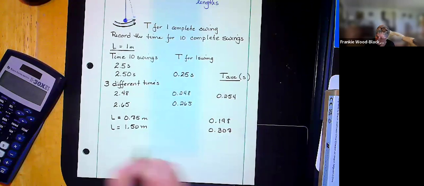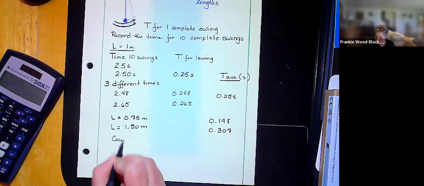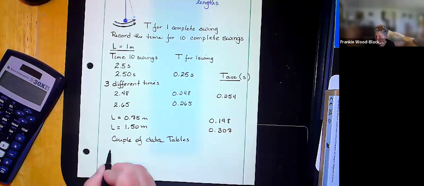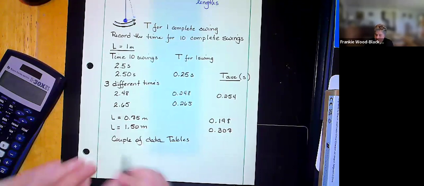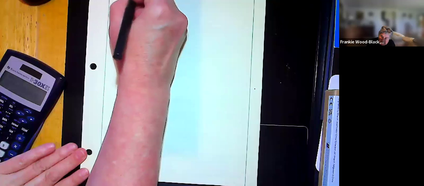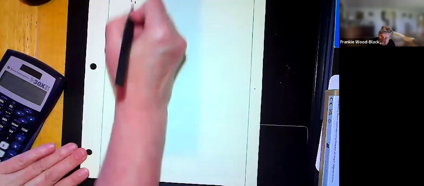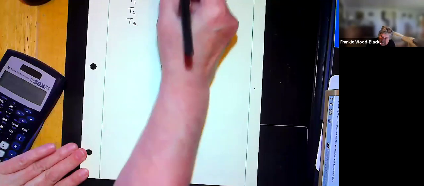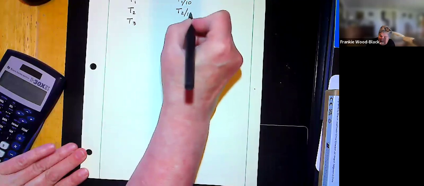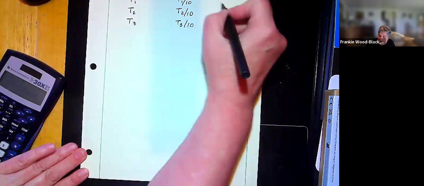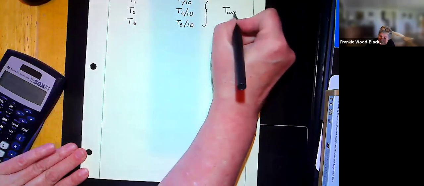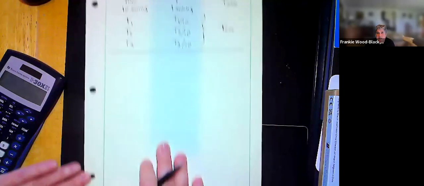I'm expecting to see a couple of data tables. One is going to have your 3 different times. So one data table might look like this: time for 10 swings, and you'll have time 1, time 2, time 3, then time for 1 complete swing. That's going to be your time 1 divided by 10, time 2 divided by 10, time 3 divided by 10, and then you'll have a time average, which is the average of these 3. You'll have one of those tables for each separate length.